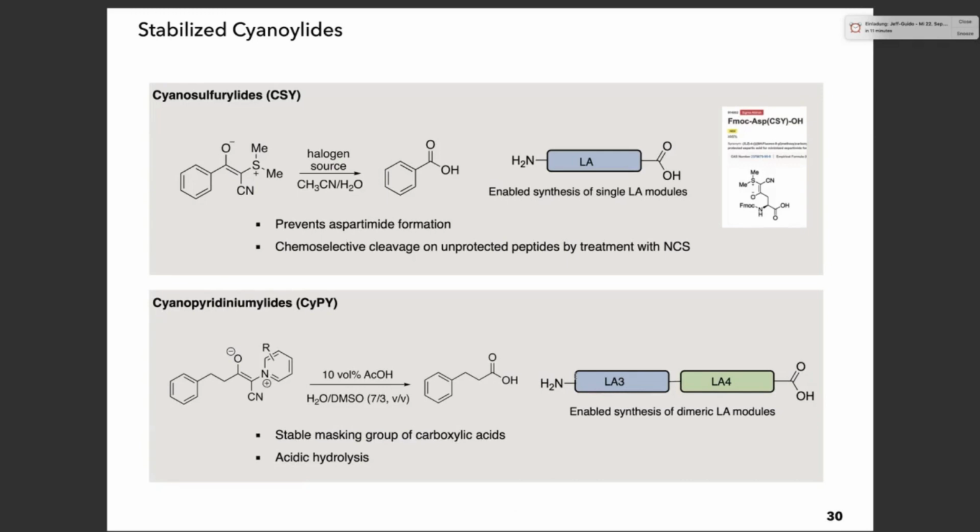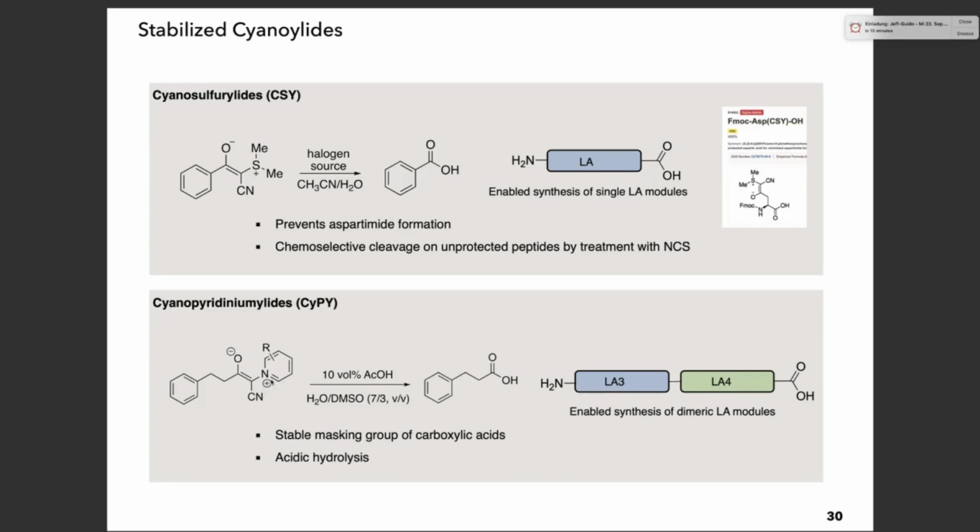So I think I'm coming to the end of the talk. And again, we identified these 2 variations of cyanoylids, so the cyanosulfur ylids. These are very, very stable, easy to make, and can be cleaved in the presence of an electrophilic halogen source, particularly NCS, under aqueous acetonitrile conditions. And we use that for making some of these single LA modules. For cleaving under acidic conditions, so directly after resin cleavage, we use these pyridine ylids.